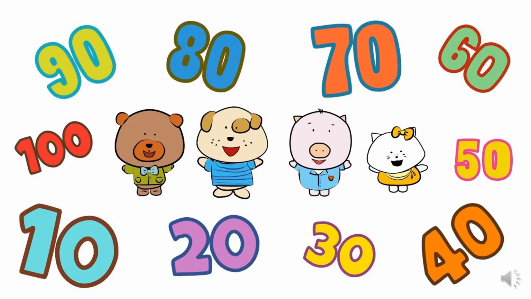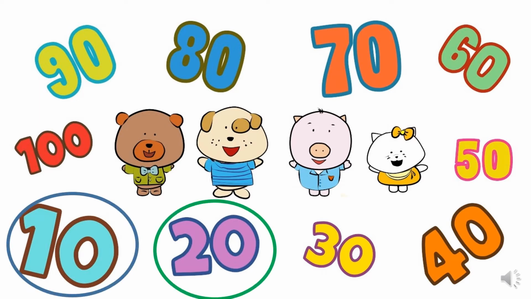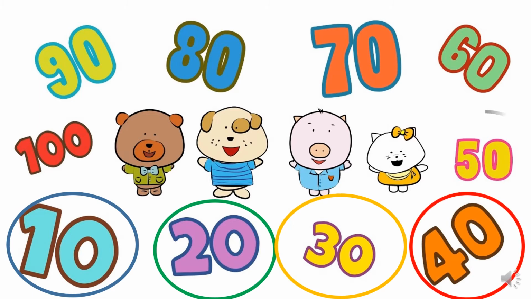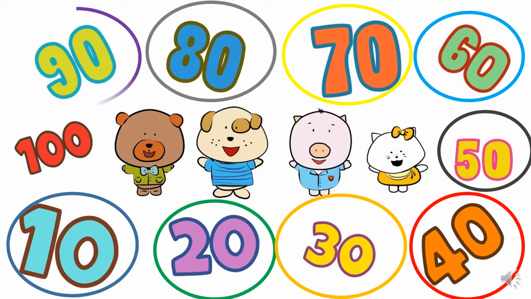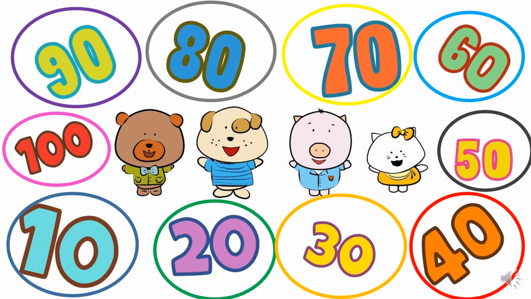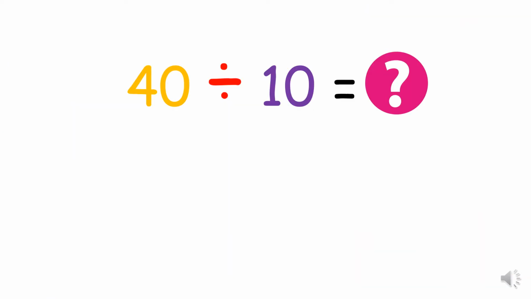Let's have a go. 10, 20, 30, 40, 50, 60, 70, 80, 90, 100. You should have noticed that all of those numbers ended in a 0. They all had 0 ones.